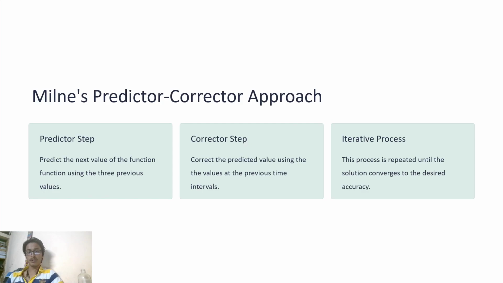So Milne's predictor approach. There are three steps basically: predictor step, corrector step, and iterative process. Let's see the predictor step. Predict the next value of the function using the three previous values. Next is the corrector step. Correct the predicted value using the values at the previous time intervals. The third one is the iterative process. This process is repeated until the solution converges to the desired accuracy.